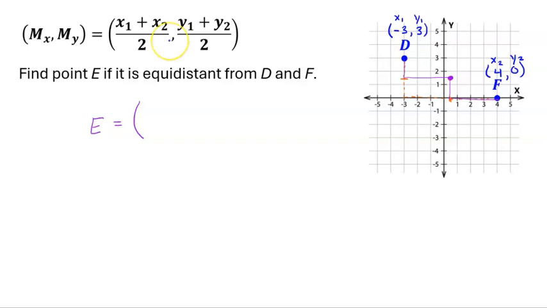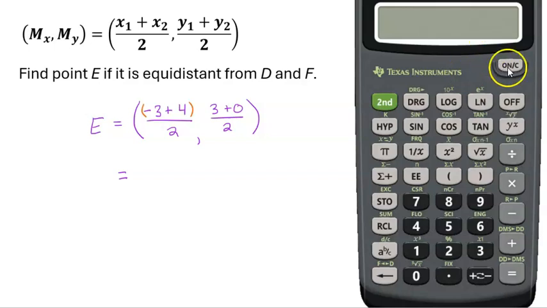So with this one, we've got x1 is going to be negative 3 plus x2, which is 4, divided by 2. And then we've got 3 plus 0 divided by 2. And then let's go ahead and get these in our calculator. Remember, we're putting these in separately. And I'll put this in the calculator again so we can practice. We've got open parentheses negative 3 plus 4 close parentheses, divided by 2 equals, and we get 0.5.